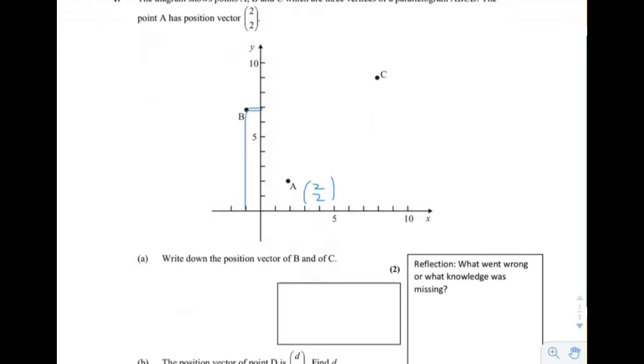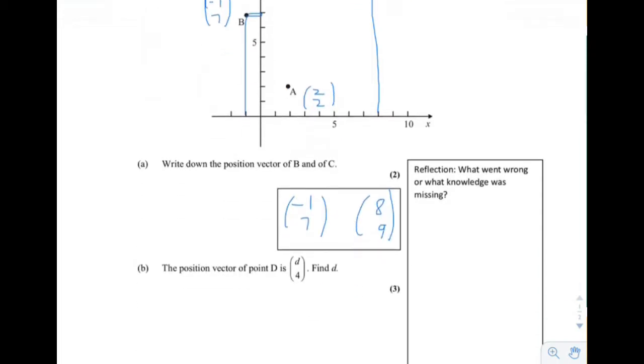This looks like it's about (-1, 7). That look okay? Yeah. C looks like it's about (8, 9). Okay. So we'll put that here. B is (-1, 7) and C is (8, 9).